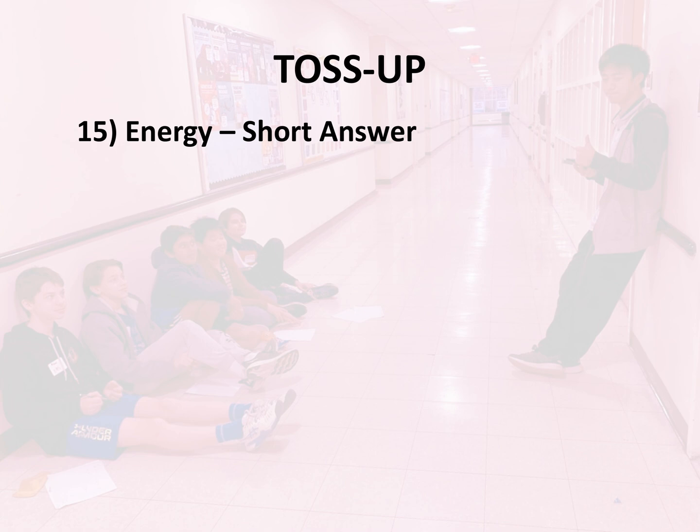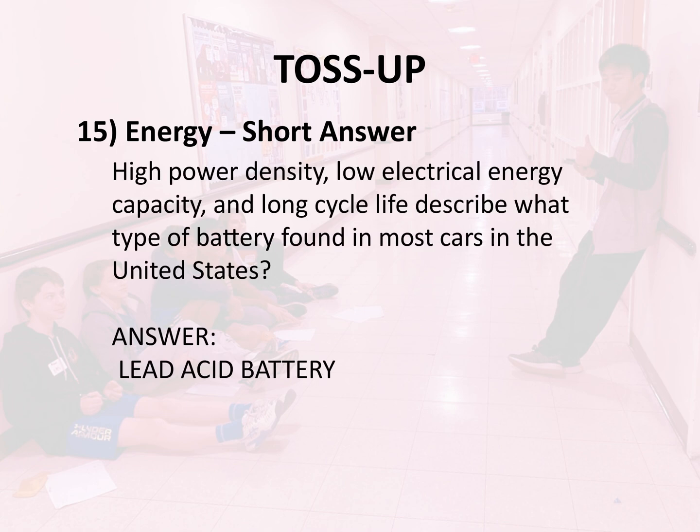Toss-up, 15. Energy, short answer. High power density, low electrical energy capacity, and long cycle life describe what type of battery found in most cars in the United States? Answer. Lead-acid battery.